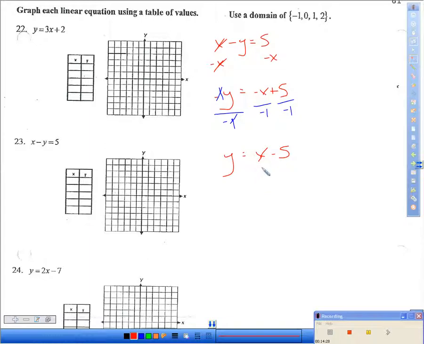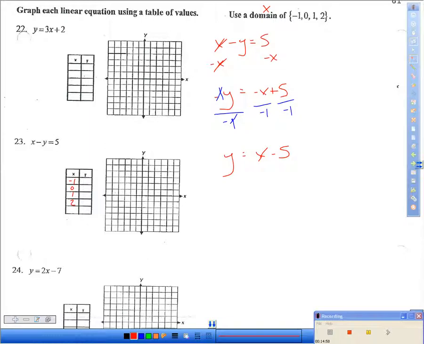The second step we said in class that we needed to do was to make a table of values to get some solutions for that equation. So it tells us in the instructions, use the domain negative 1, 0, 1, and 2. We said the domain means all of the x values that we're going to use. So over here in this table of values, I'm just going to fill in negative 1, 0, 1, and 2. In this case, we need to use this domain because that's what it tells us to use.